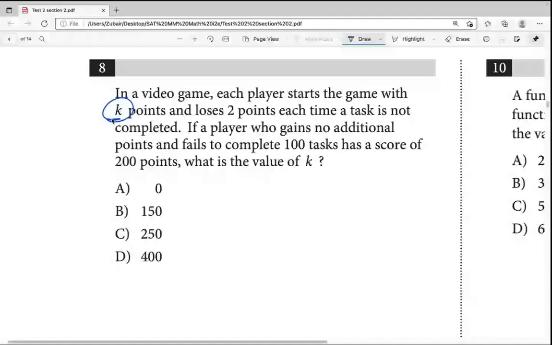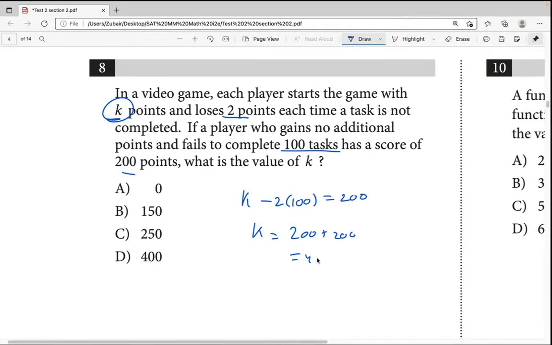Question number 8. In a video game, each player starts the game with K points and loses 2 points each time a task is not completed. If the player who gains no additional points and fails to complete 100 tasks has a score of 200 points. So he failed 100 tasks, started with K, minus 2 into 100, and has a score of 200. So K was 200 plus 200. He started off with 400 points.